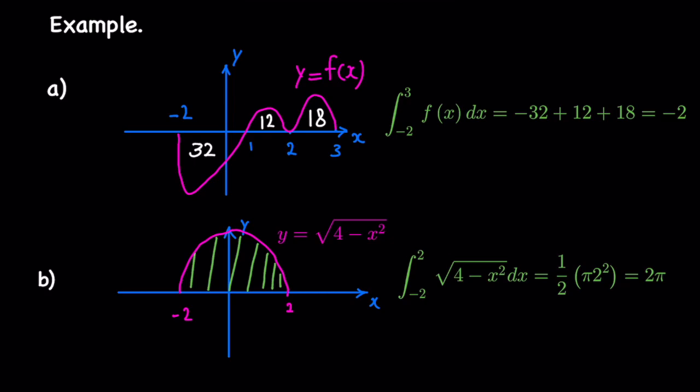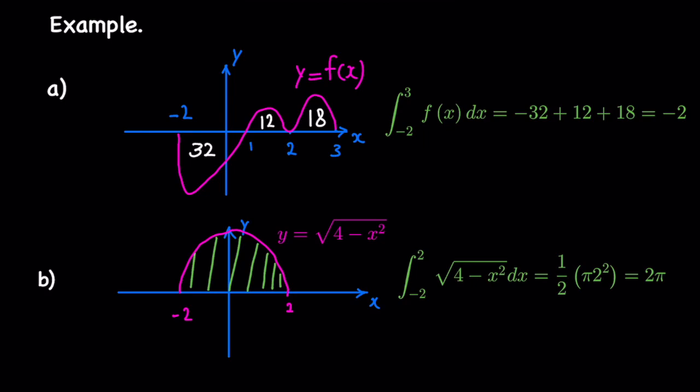So let's look at another example. In this example, I want to find the definite integral of this function f. Again, the curve is given by this pink curve. So it's the definite integral between -2 and 3. You see that between -2 and 3, the function goes above and below the x-axis several times.